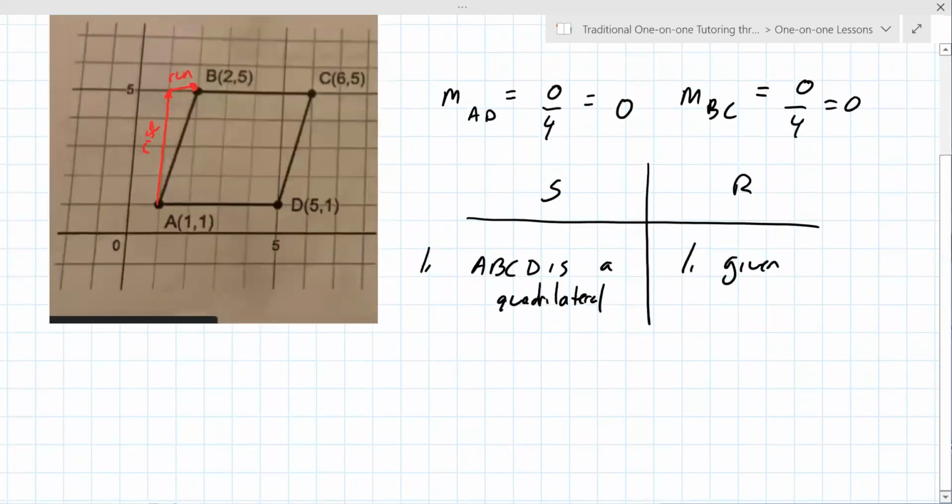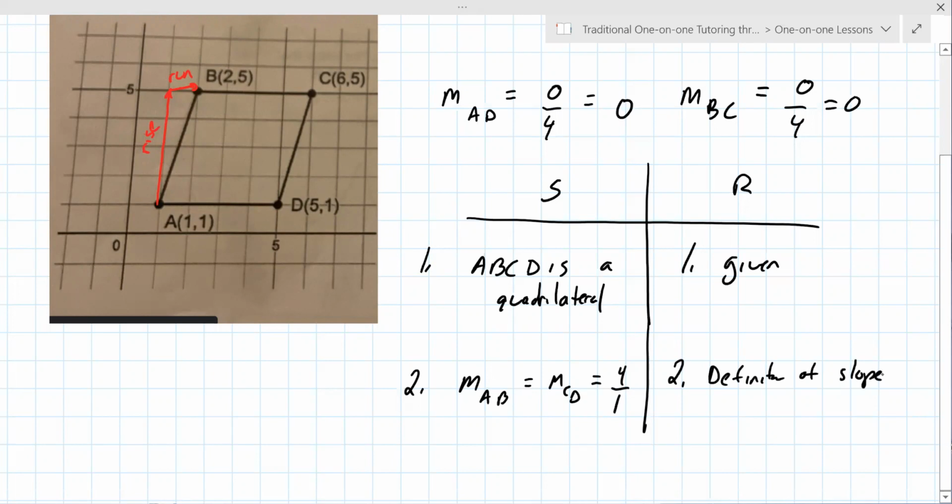And then for 2, would I write the thing where it's like A, B, or I'm sorry, I guess you should calculate the slope. I guess that's probably what they want here. I would probably say the slope of AB equals the slope of CD, which equals 4/1. And this is like definition of slope.